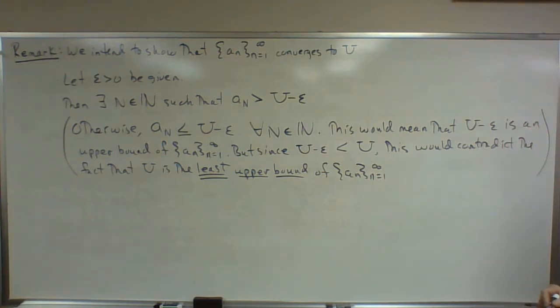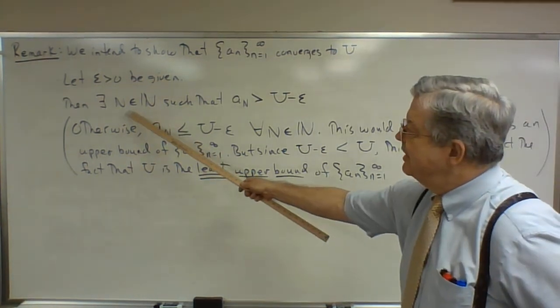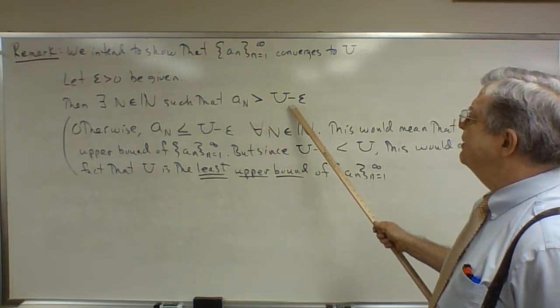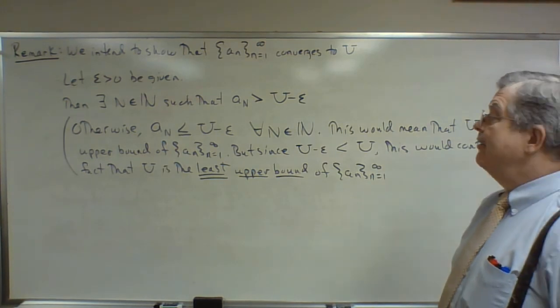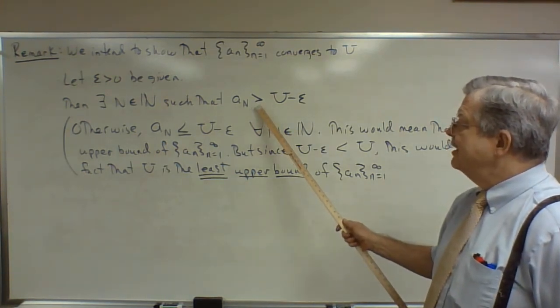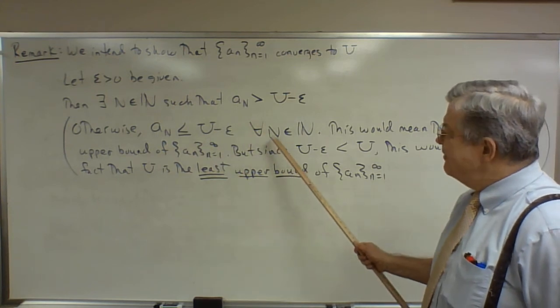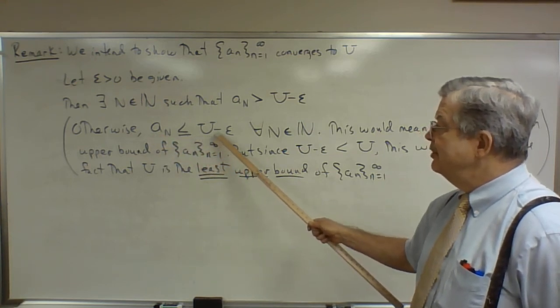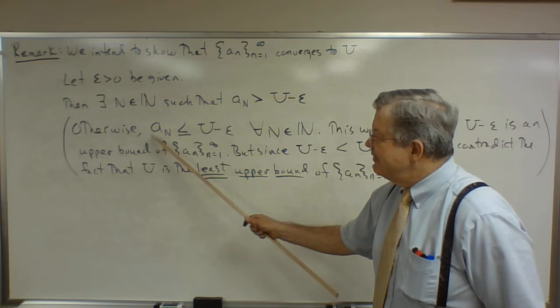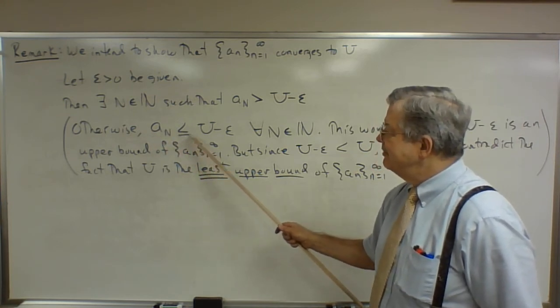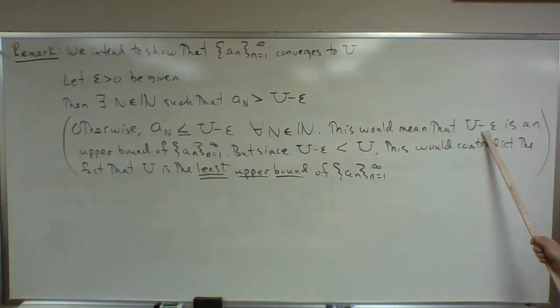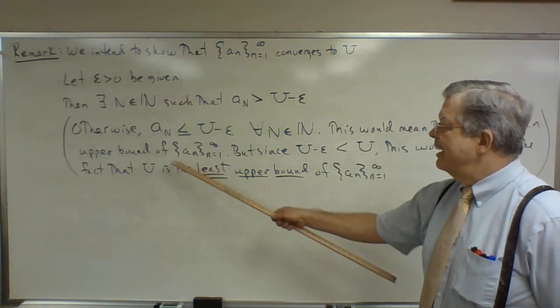So now we got it spelled out. There exists an n such that for some term in the sequence, A sub n is greater than U minus epsilon. Otherwise, if this isn't the case, then for every natural number n, A sub n is less than or equal to U minus epsilon. In other words, every term of the sequence is less than or equal to U minus epsilon. But if that's true, that means that U minus epsilon is an upper bound of this sequence.